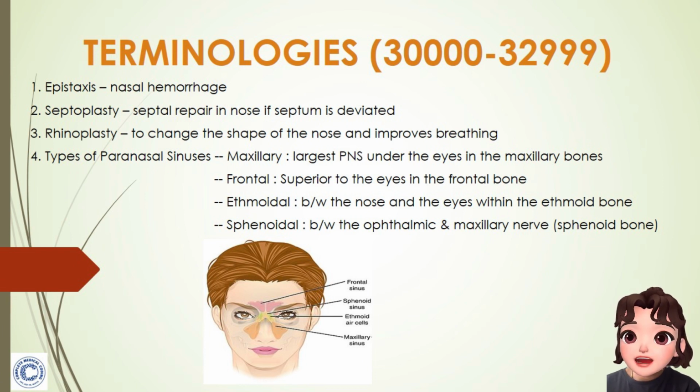The maxillary sinus is the largest paranasal sinus, under the eyes, and it's in the maxillary bones. Frontal, it's superior to the eyes and it's in the frontal bone. Ethmoidal, it's between the nose and eyes and it's within the ethmoid bone. Sphenoidal sinus is between the ophthalmic and maxillary nerve and it's in the sphenoid bone. So all these 4 sinuses are located as per the respective bones.